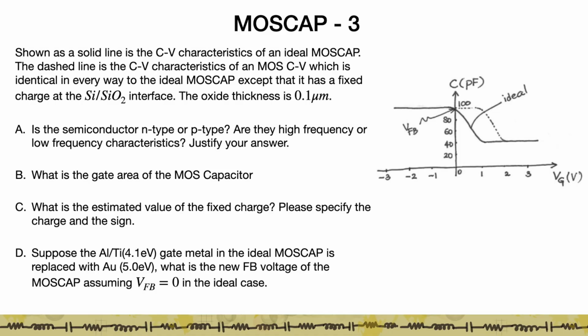3. What is the estimated value of the fixed charge? Specify the charge and the sign. And 4. Suppose the aluminum gate metal in the ideal MOS cap is replaced with gold, which is 5 electron volts. What is the new flatband voltage of the MOS cap, assuming VFB is 0 in the ideal case?